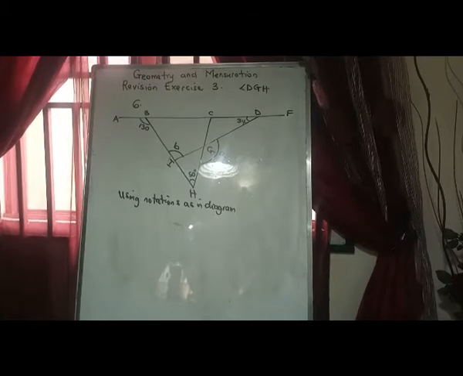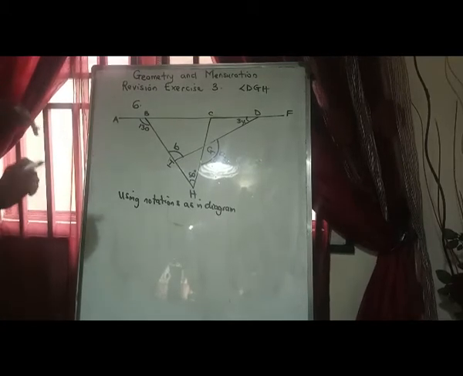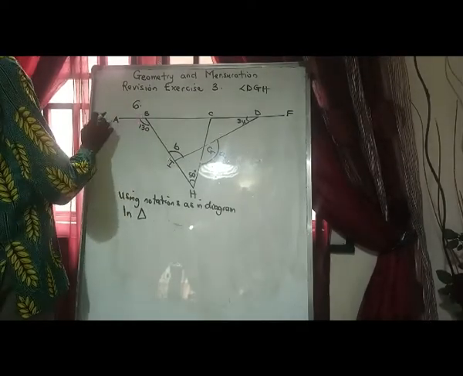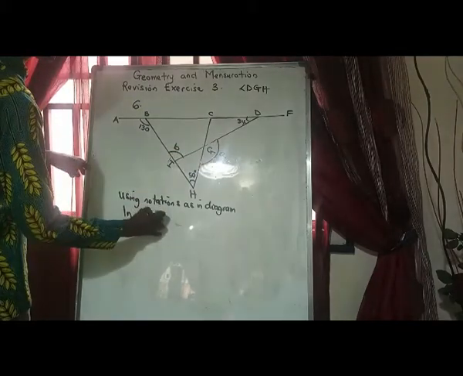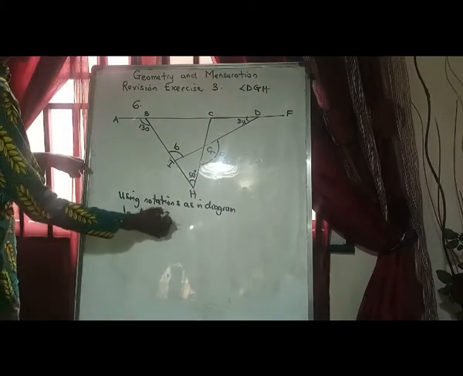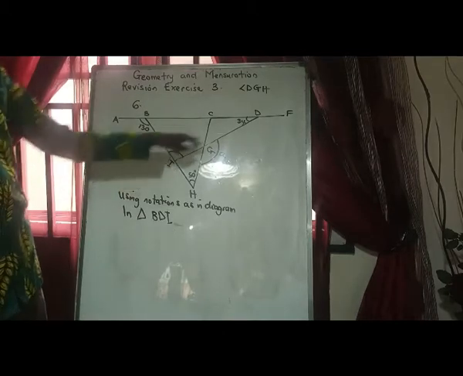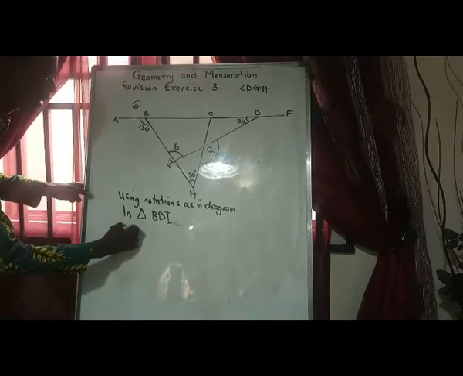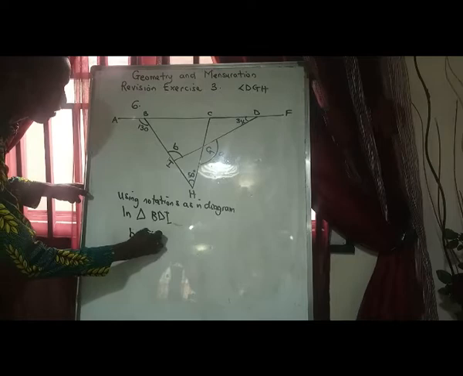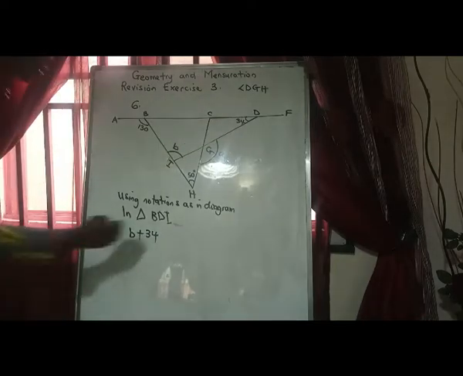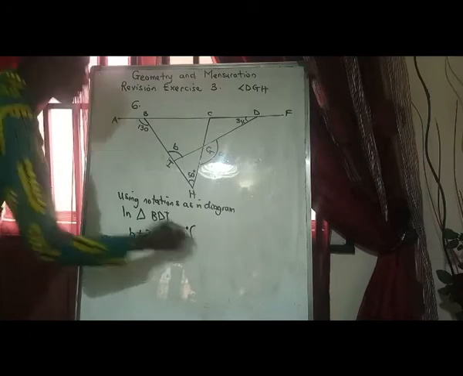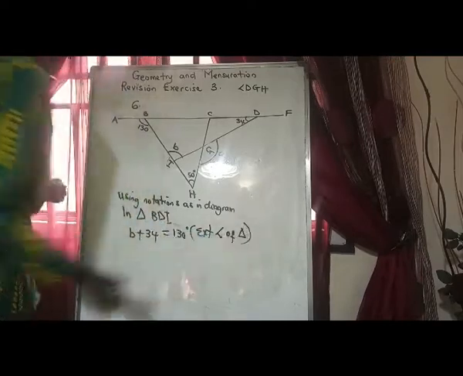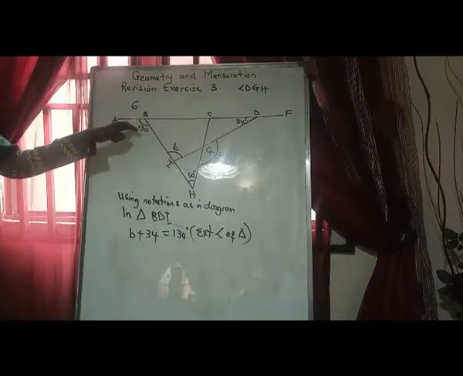So what do I do next? If I look at this diagram, now look at triangle BDI. You notice that these two angles are interior opposite to this one. So what do you have? B plus 34 will give you 130 degrees. And what's the reason for that? Exterior angle of a triangle. So these two angles will give me this one.